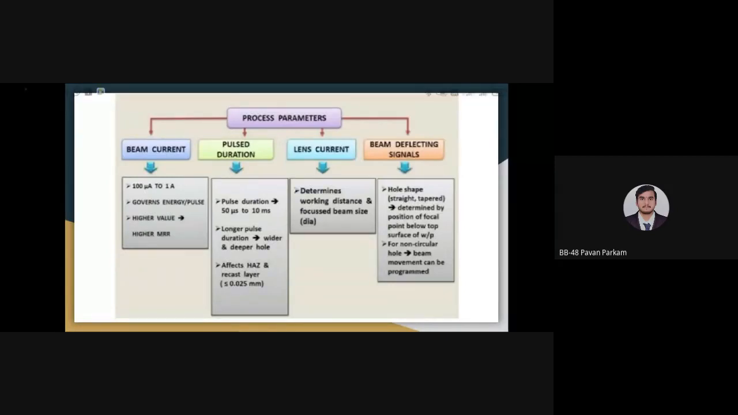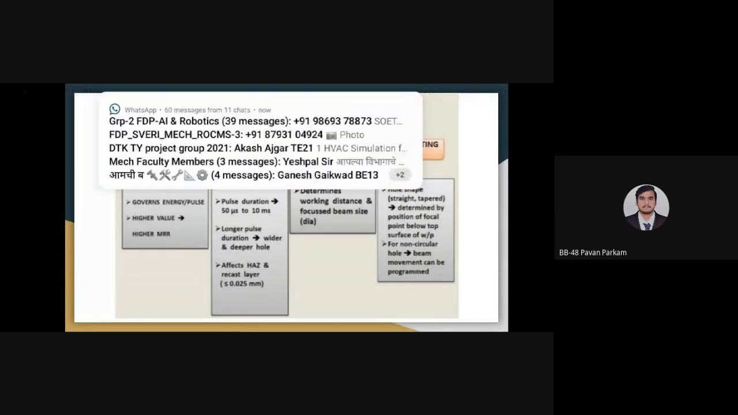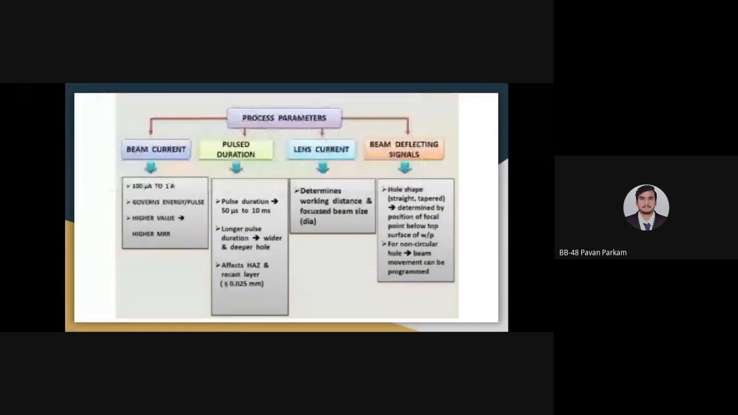Then a third process parameter is the lens current. It determines the working distance and the focus, the beam size. So the beam diameter, the working distance, and the diameter of your beam which is going to bombard the workpiece surface are all determined by the lens current. So this is about the lens current.